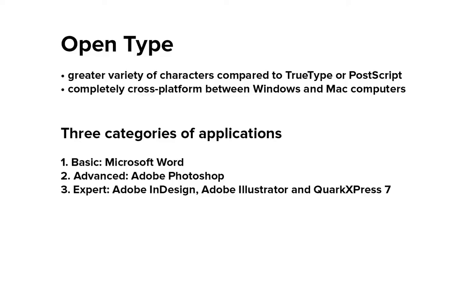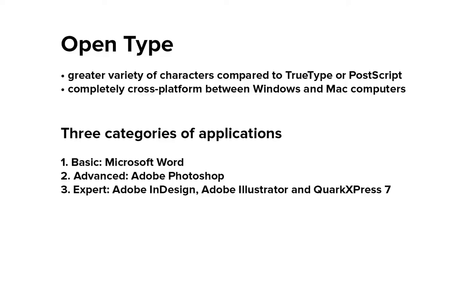In the Basic category, we have Microsoft Word. Word can be used to create a variety of simple documents such as newsletters and resumes. Using an OpenType font will allow you to add distinctive and sophisticated type into your documents. However, Word has limited access to font features. This is because Word doesn't have the advanced typographic tools needed to use these characters effectively.